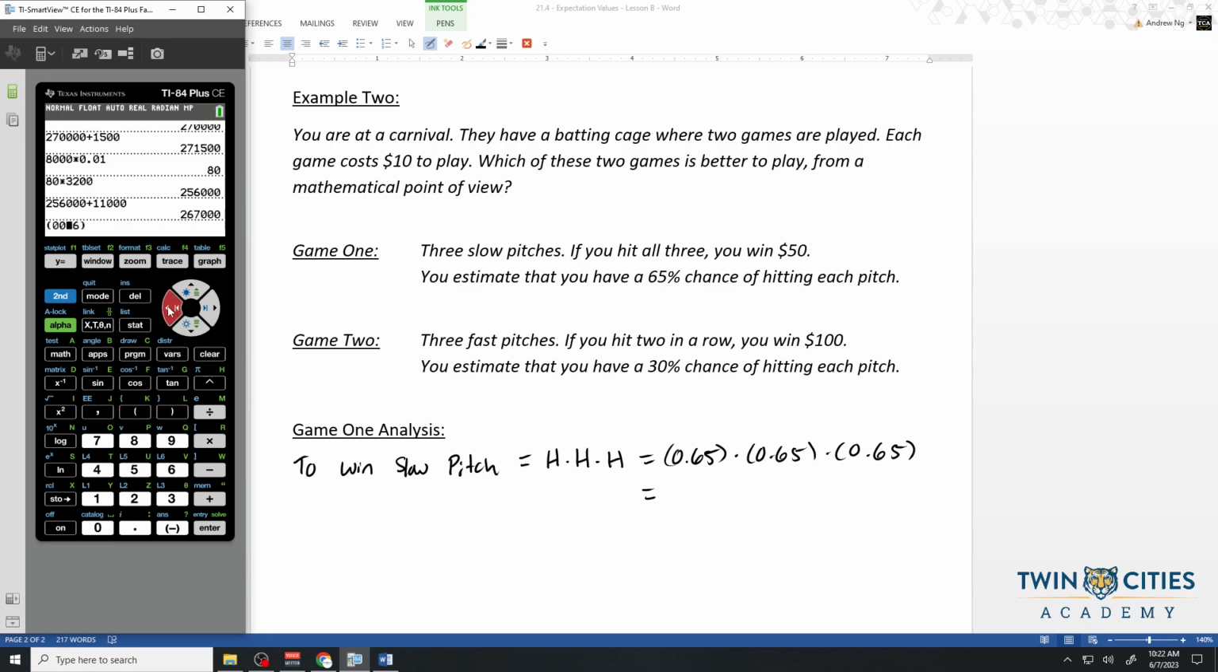0.65. Okay, and then since we're multiplying it by itself and then itself again, this is the same as saying to the third power. The probability that you win is a little better than 27%. This is 0.2746.